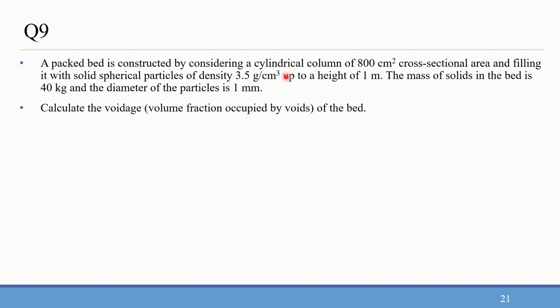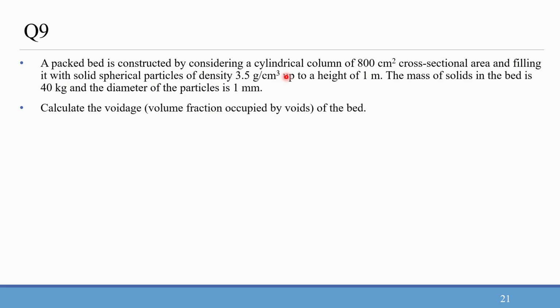So how to do this? Now we are asked to calculate the voidage. What is voidage? It is the void space, the empty space in the bed. So voidage is the volume fraction occupied by the voids. The solids occupy some percentage, and the rest is empty. So we need to know what fraction is empty. That is what is asked in the question.